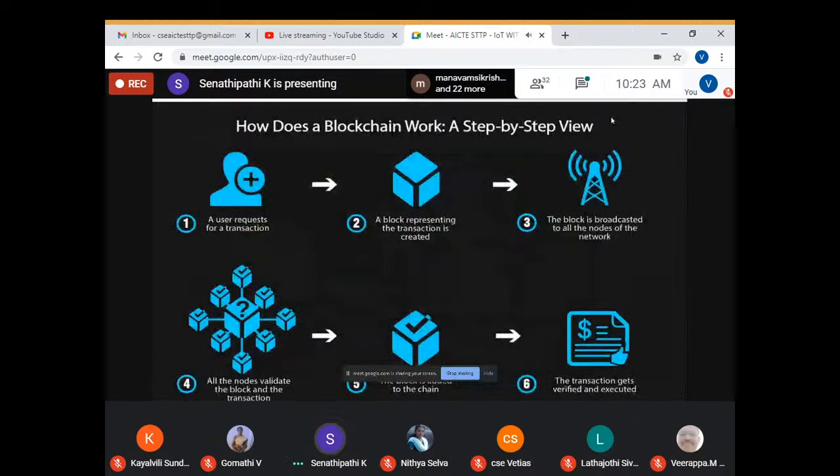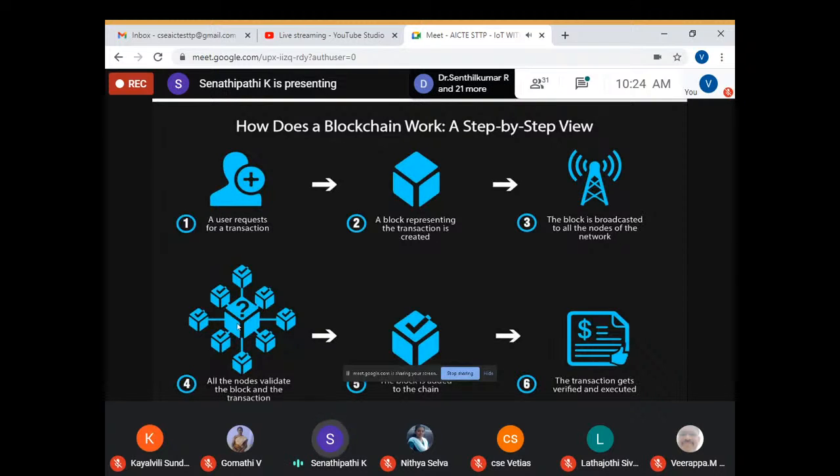So how does a blockchain work? This is the step-by-step view. Initially, the user requests for a transaction. That is the first step for the blockchain transaction. So whenever a user requests for the transaction, a new block is created, and that is distributed over the network to all the nodes. All the nodes will validate the block, will confirm the transaction, right?